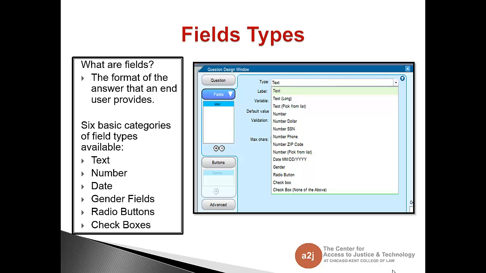Field types are not the same as variable types. Variable types determine how the data should be treated. The field type is, again, just the format of the answer that an end user provides.